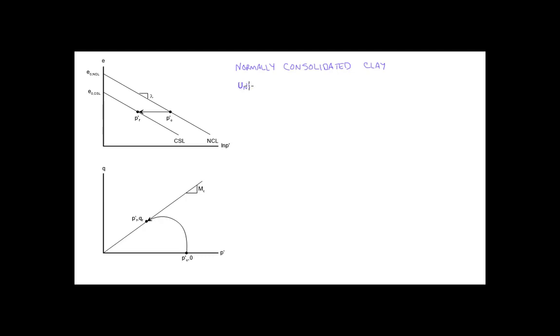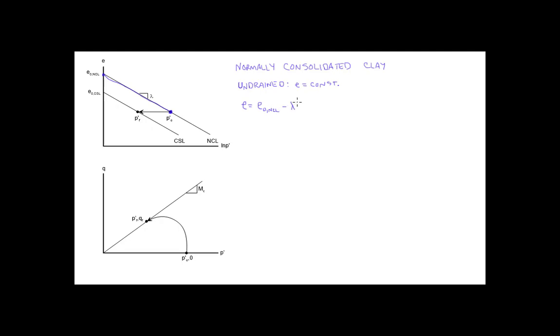Okay, in this video we're going to show that the undrained shear strength of a normally consolidated clay is linearly proportional to the consolidation stress. So let's say we have a clay with a parallel normal consolidation line and critical state line in e, ln p' space. We have undrained loading, which means e is constant.